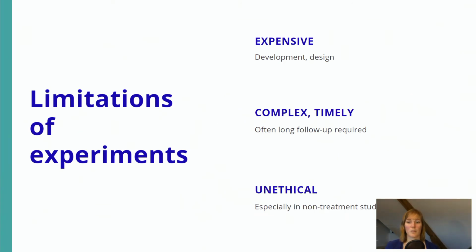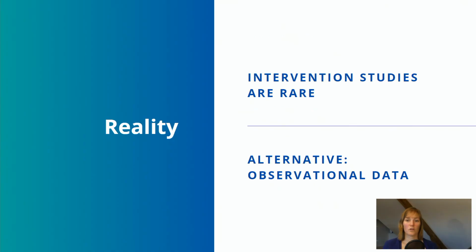So first of all, they can be very expensive to develop and to perform. They can be complex and take a lot of time, and often a longer period of follow-up time is required. And in many cases, they are also unethical, especially in non-treatment studies. So the example I just mentioned of studying the outcome of smokers is obviously unethical. We cannot randomize people to start smoking. So in reality, intervention studies are quite rare, but observational data can provide a valid alternative, provided that you take confounders, as I just mentioned, into account.